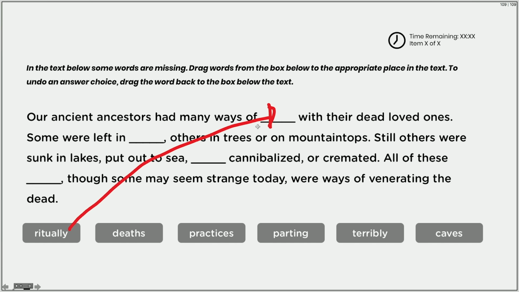Now, what this is testing for is your knowledge of and your ability to produce what's called collocations. A collocation, put simply, is a word pair. Okay, so it's a pair of words, usually 2 words, that come together in high frequency.